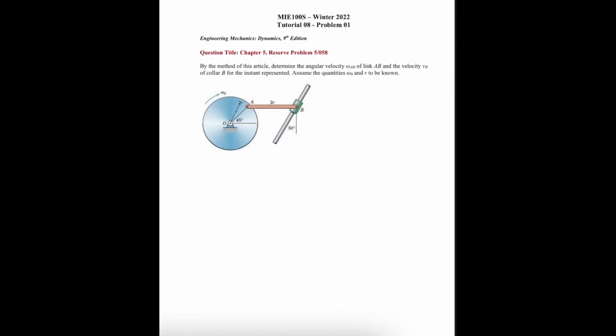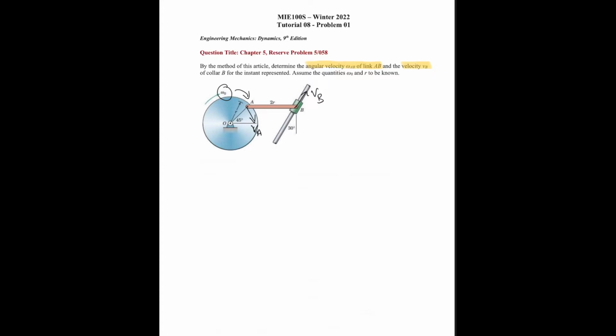Okay, so we're starting off with problem 1. By the method of instantaneous centers, determine the angular velocity of link AB and the velocity of collar B for the instant represented. Assume the quantities omega naught and r to be known. Okay, so let's take a closer look at this picture. We've got the angular velocity going this way, and the collar at B is going to be moving this way in that case. So this is going to be VB. And VA, because this whole wheel is moving this way, so VA is going to be pointing in this direction over here.